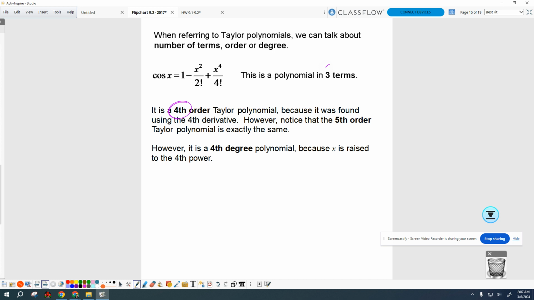Be careful in the questions. Are they asking for 3 terms? Are they asking for the 4th order? Are they asking for the 4th degree? Order and degree, usually exactly the same thing. So 4th order and 4th degree means the highest exponent is that number. Do not break the rules on that. If they say, give me x to the 4th, only give them x to the 4th. Don't be like, oh, I'll add a couple extra for fun. No, don't do that. They get mad.